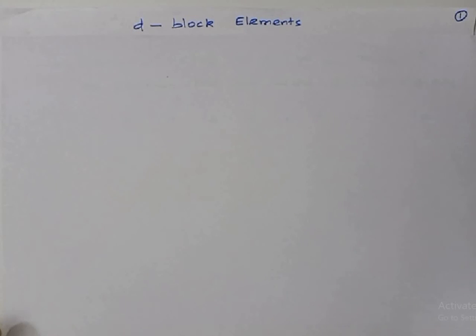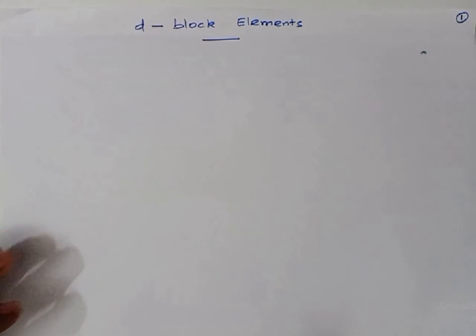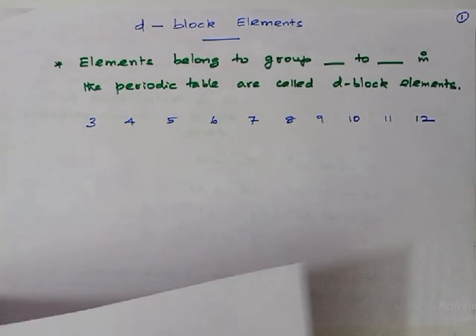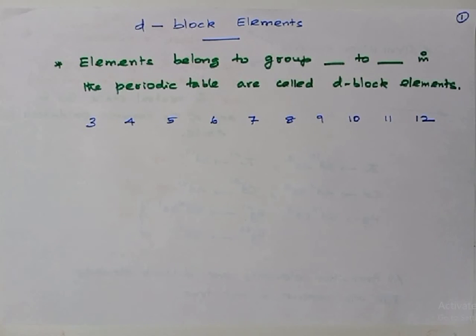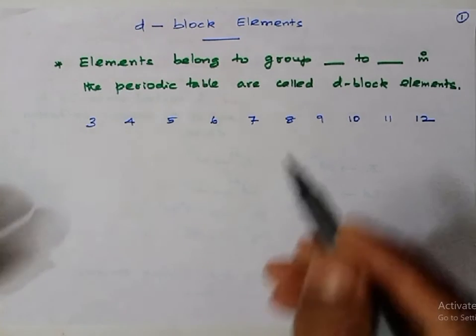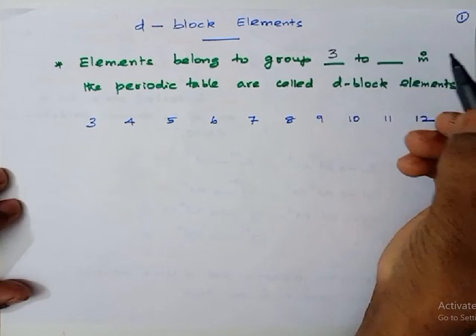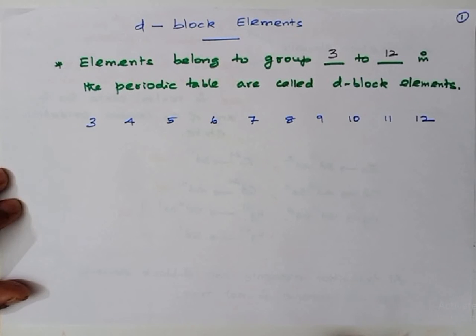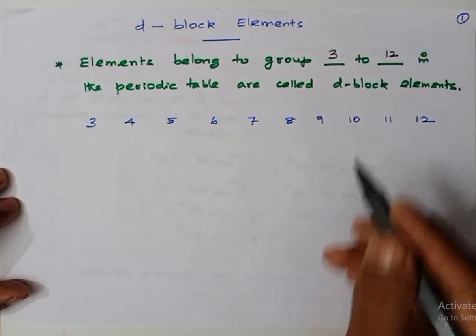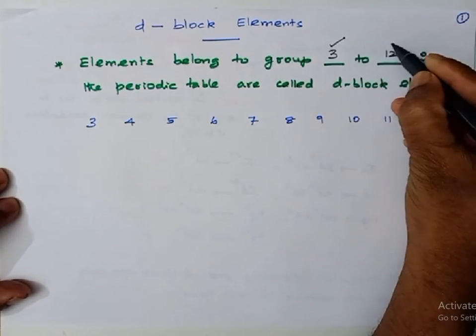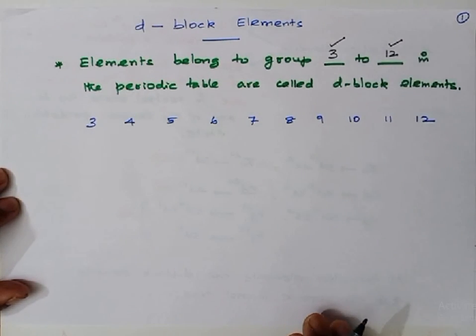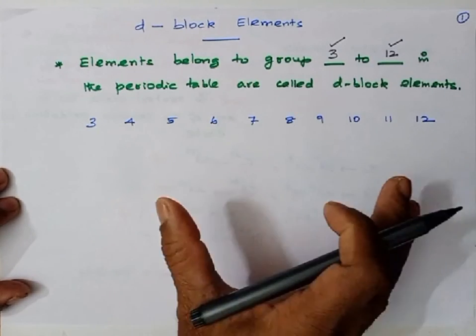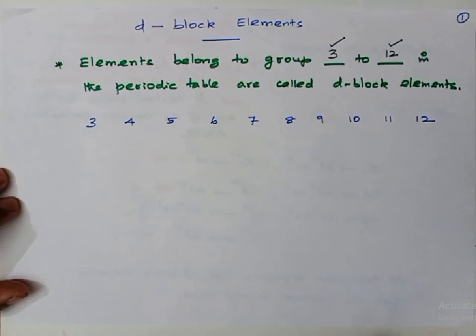Right, D block elements. What are D block elements? This is the definition. Elements belonging to group number 3 to group number 12 in the periodic table are called D block elements. From group number 3 to group number 12 in the periodic table we have some elements, and those elements are called D block elements.